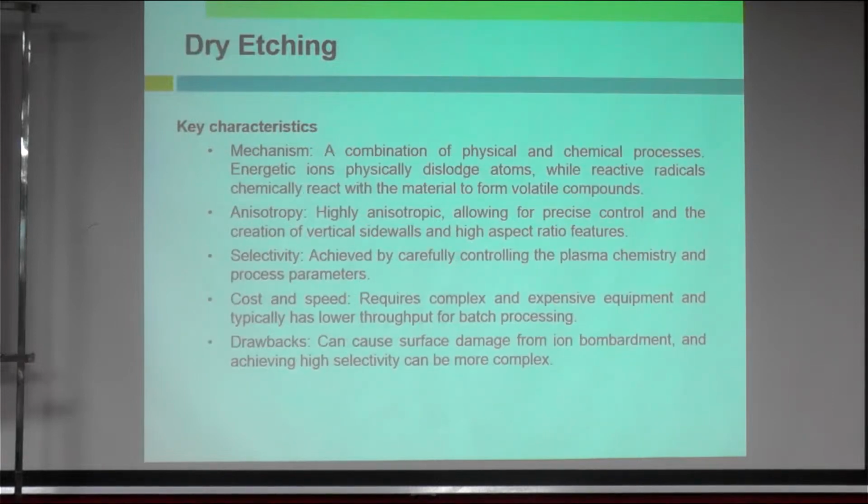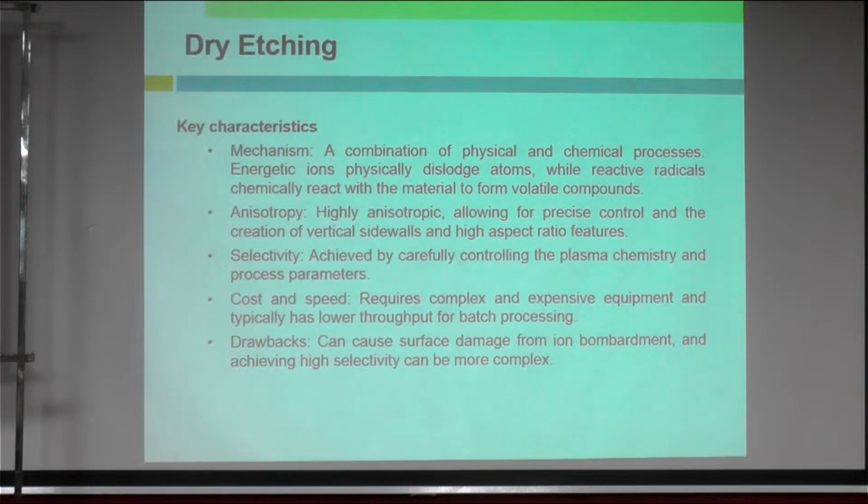So, in dry etching, what is dry etching? In terms of mechanism, it is a combination of physical and chemical processes. Energetic ions physically dislodge atoms, while reactive radicals chemically react with the material to form volatile compounds. It is highly anisotropic, allowing precise control and the creation of vertical sidewalls and high aspect ratio features.